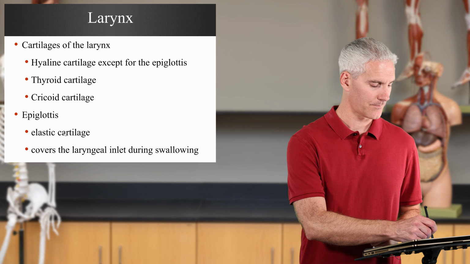Maybe you've heard of it by its other name, the Adam's apple. It's what sticks out at the throat, the laryngeal prominence. The cricoid cartilage is what you have right there. It's the ring of cartilage just inferior to the thyroid cartilage.